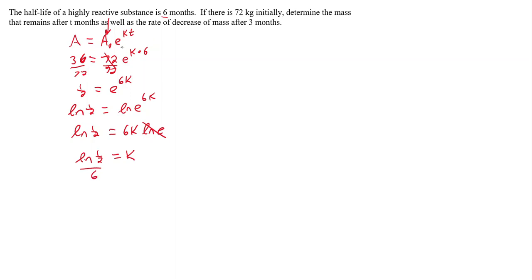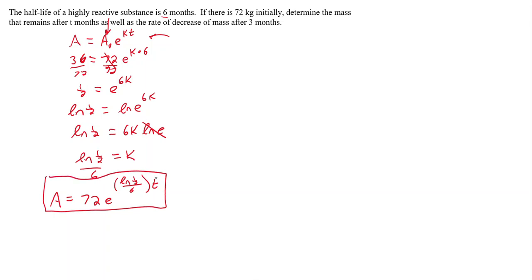So what is our equation? Going back to the beginning here, we get A is equal to our initial amount, 72, times e to the power of our k value, so natural log of a half over 6, and then times t. You could have had t on either side, but I'll put t here. All right, so there is our equation for the mass after t months.